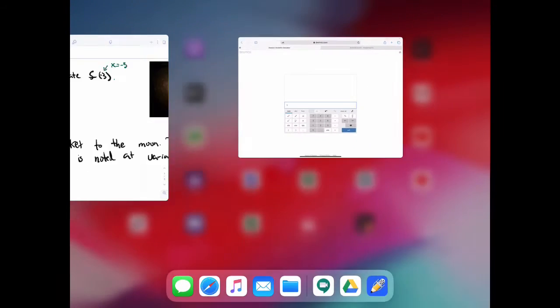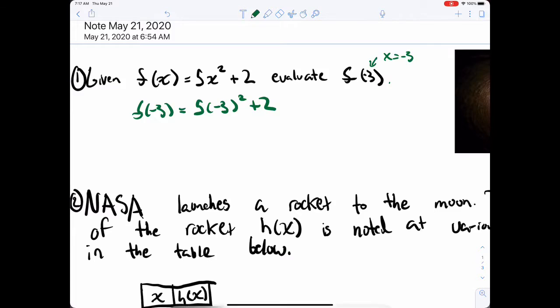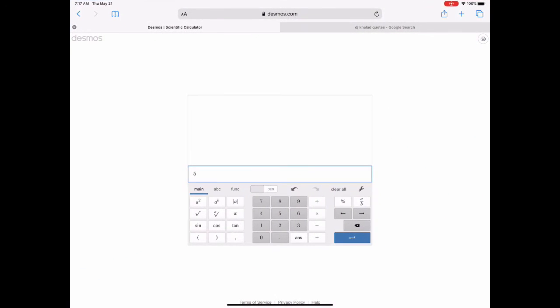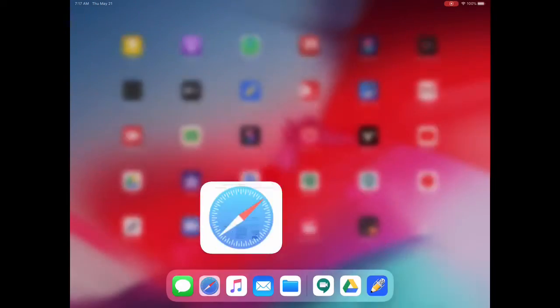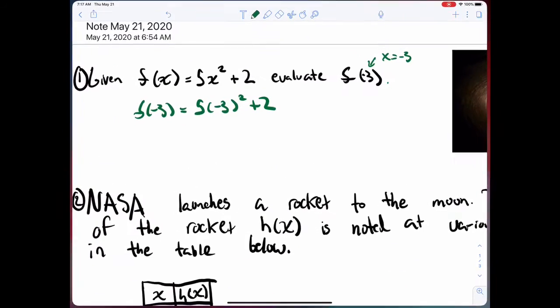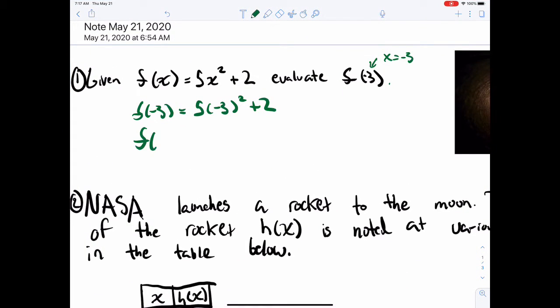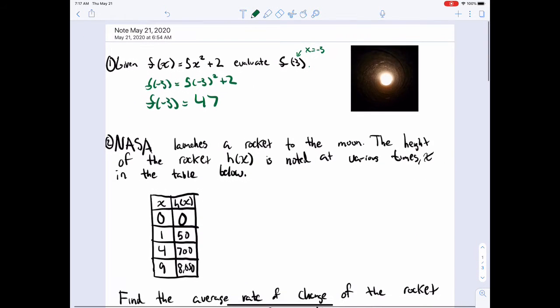So this was 5. If we type in what we had here, it was 5 negative 3 squared plus 2. So 5 negative 3 with parentheses, and then there's the squared button right there, plus 2. And there's our answer, 47, right over here. So f of negative 3 equals 47. Okay, not too bad.